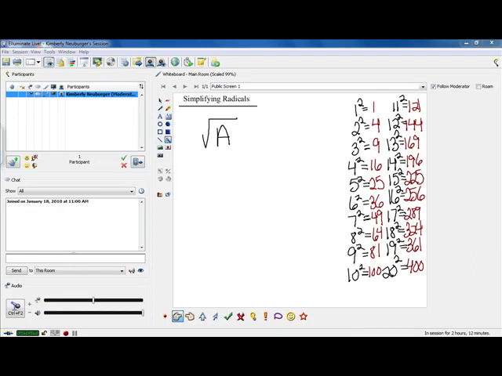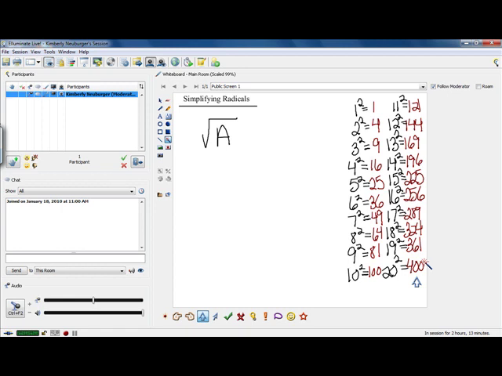Hi class, today we're going to take a look at simplifying radicals. Now in order to simplify radicals, we're going to need some special numbers. These are all the values that are the answers to these problems over here that I have on the right hand side. All of the red numbers here are special numbers.